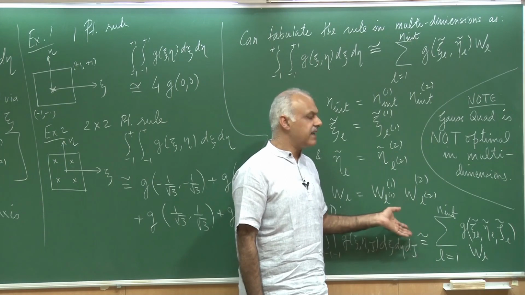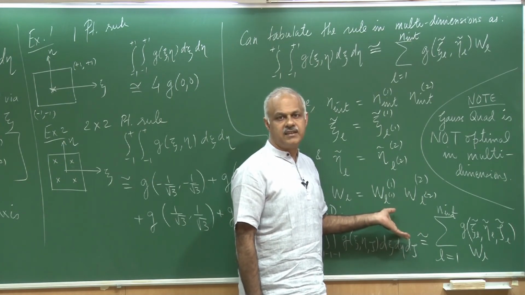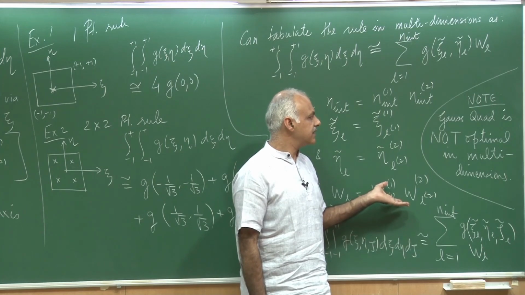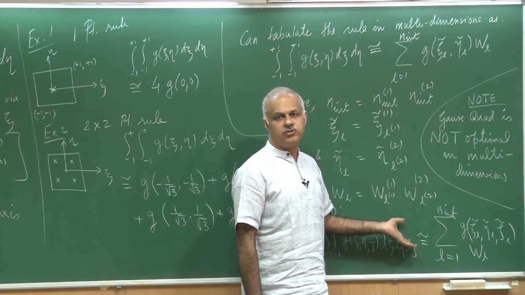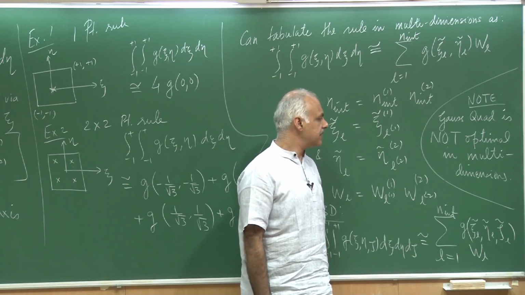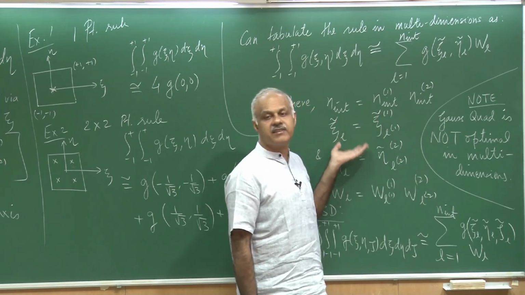So, as far as the finite element community is concerned, the popular way of doing the numerical integration is the way I showed you: use Gauss quadrature along each dimension and then generalize it the way we have written it over here.